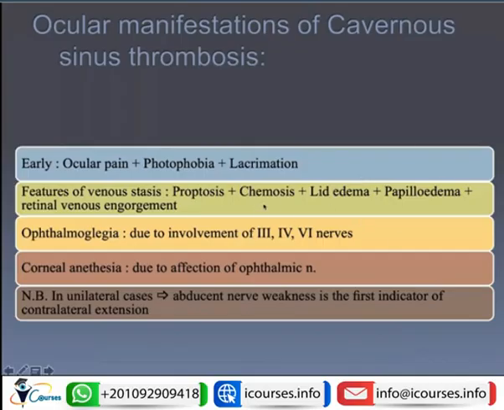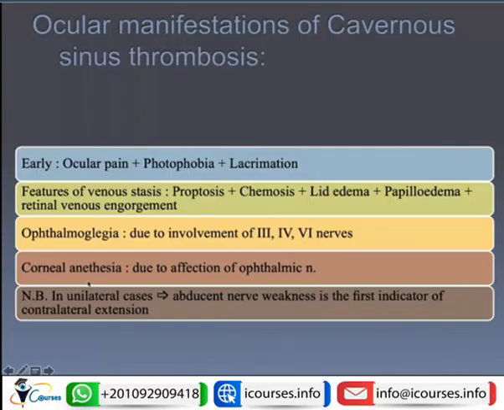There will be congestion of the conjunctiva leading to chemosis, congestion of the lid leading to lid edema, congestion of the optic disc causing papilledema, and congestion of the veins leading to retinal hemorrhage. Also, there will be congestion of the blood supply of the extraocular muscles leading to ophthalmoplegia, with restriction of movement of the eye, or due to direct involvement by cavernous sinus thrombosis of the oculomotor nerve, the trochlear, and the abducent as they pass through the cavernous sinus.